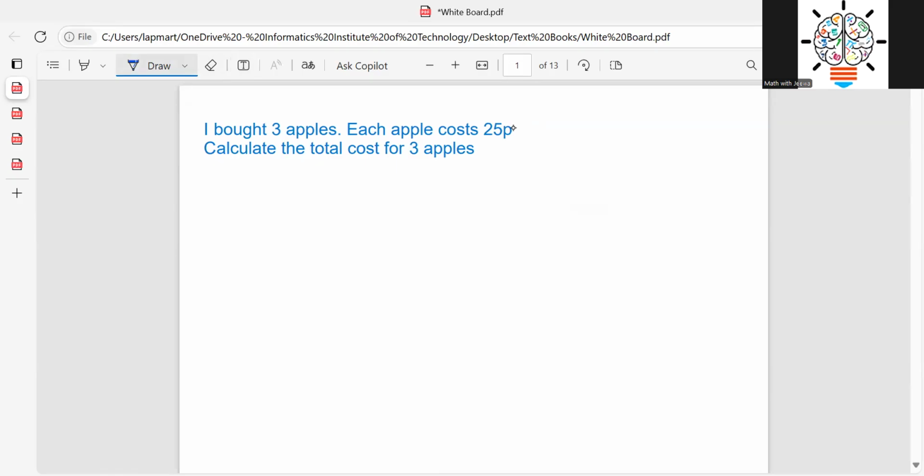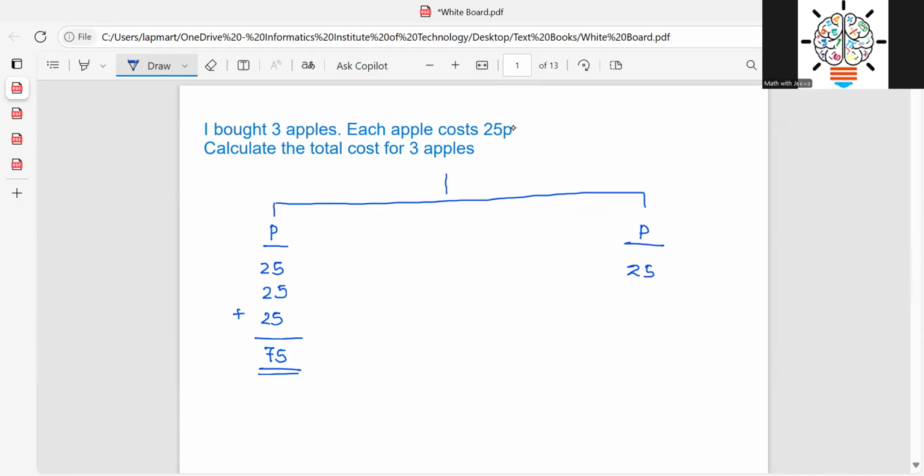The one option, right? Here we get it like this. The one option, I add pence here, 25, 25, and 25. I add them together and it gives me the answer 75 pence. Then what I do, the pence is the unit, 25, I multiply by 3, it gives me 75, right?